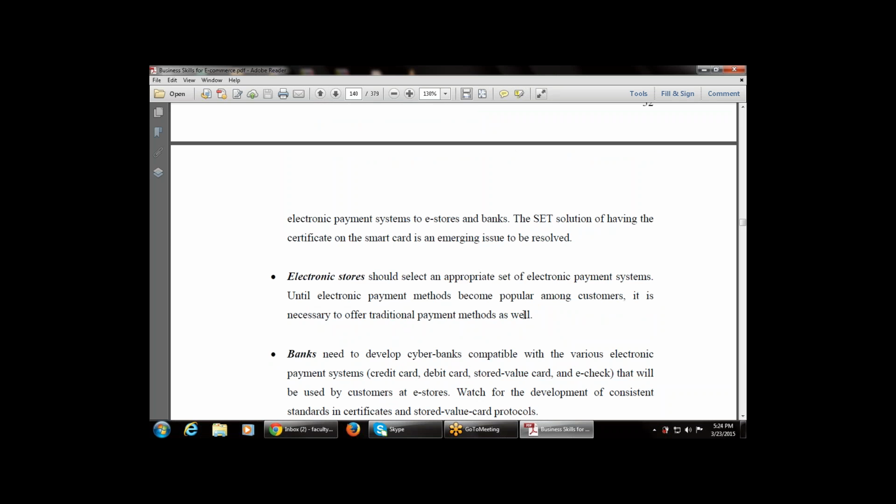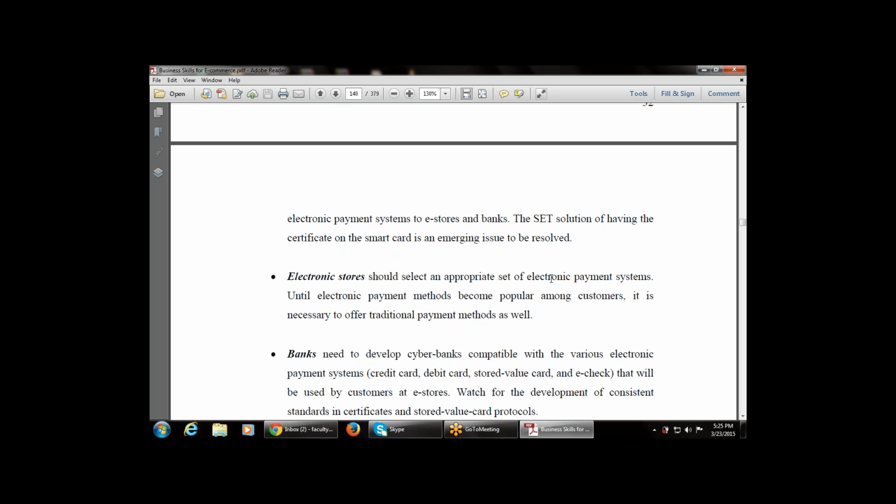Then the next is electronic stores. It is also an issue for the manager, who should select an appropriate set of e-payment systems. Until e-payment methods become popular among customers, it is necessary to offer traditional payment methods as well, in addition to the e-payment system. That is one of the managerial roles involved with the e-payment system, that is, the electronic stores.